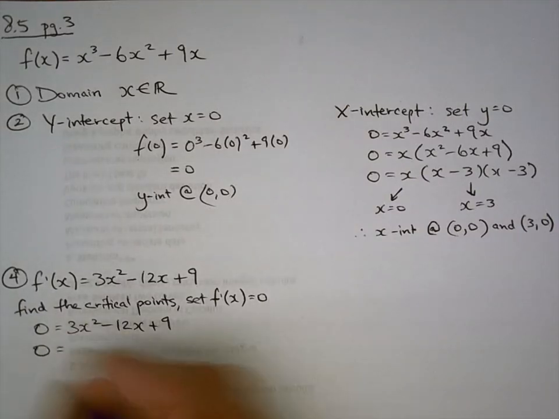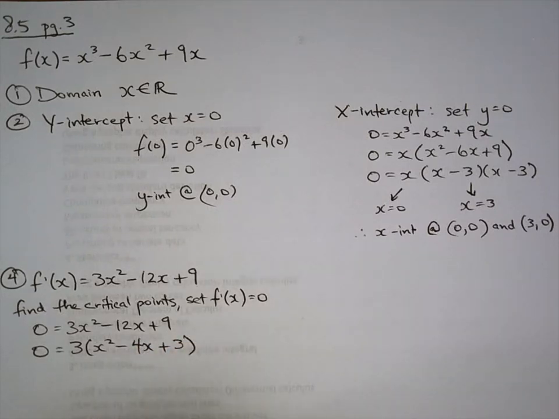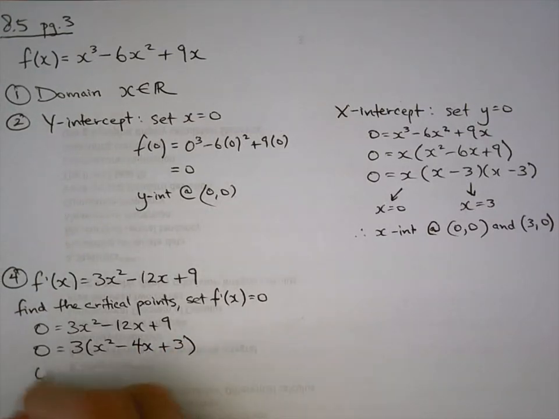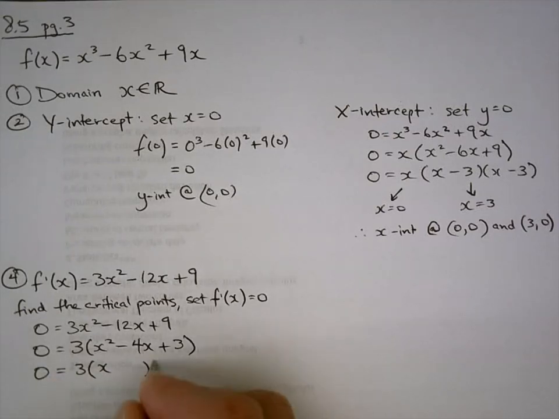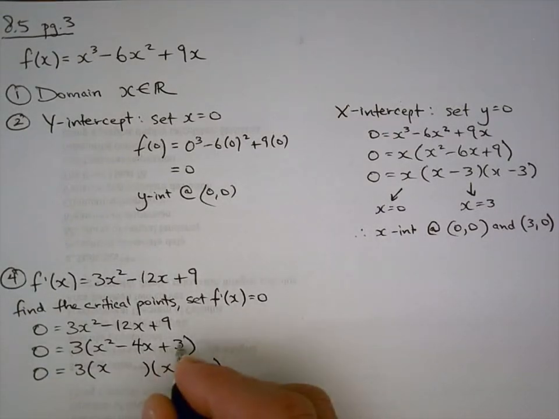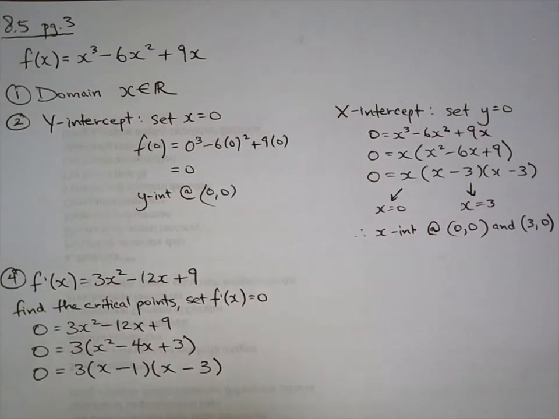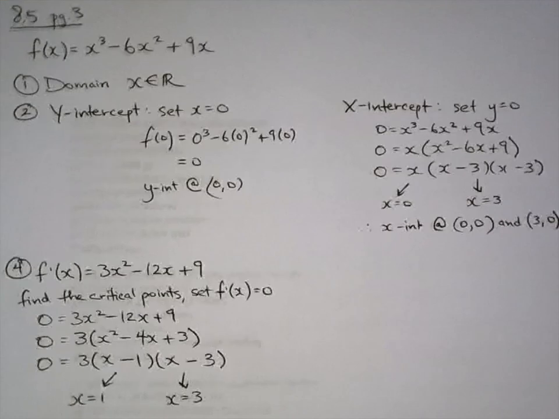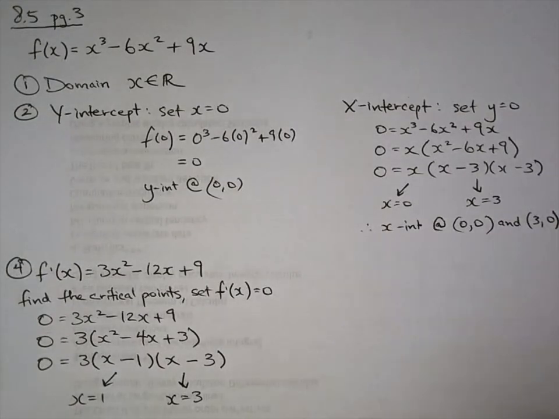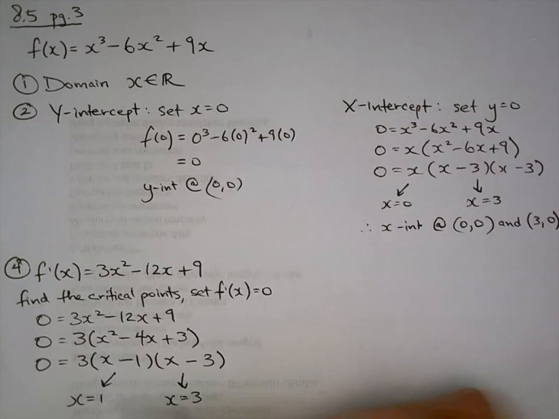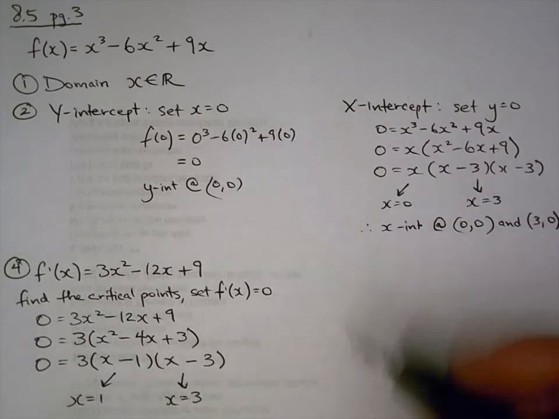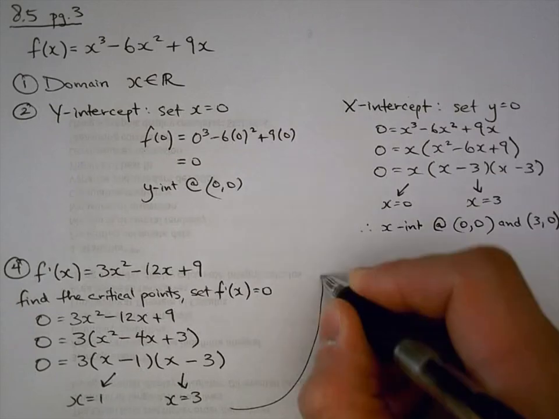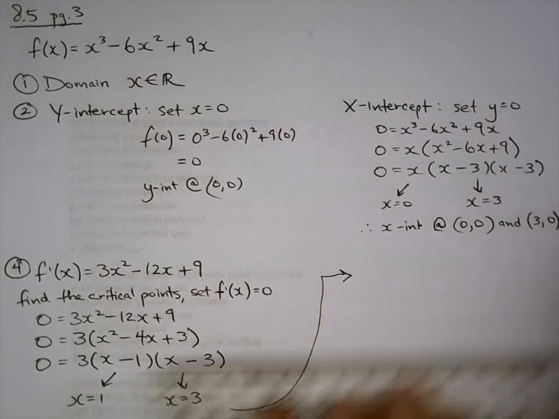I need to factor this now. Again, the only way to solve a quadratic is to factor it. So I'm going to factor out a 3, and then I need to factor this trinomial here. Let's see, so how do I get 3? Oh, that'd be minus 1 and minus 3. So I have a critical point at x equals 1, a critical point at x equals 3. What do I do with these numbers again? Oh, right. I need to figure out now if these are max or min points, and these can help tell me where the function is increasing or decreasing. So I'm going to go up here, and I'm going to make a sign chart.